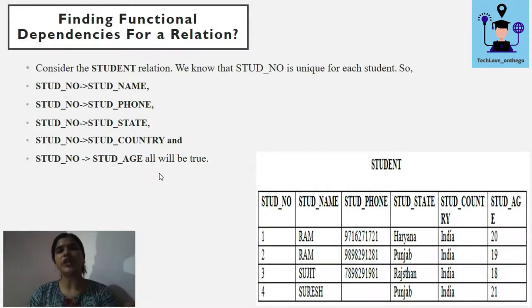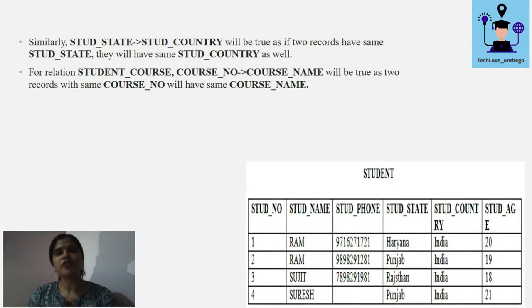Just as you are students and a roll number is given to uniquely identify different students, in the same way here the student number is able to uniquely identify every student, so we can get the data of the student with the student number.